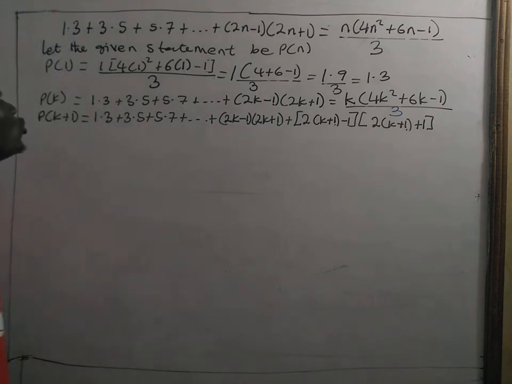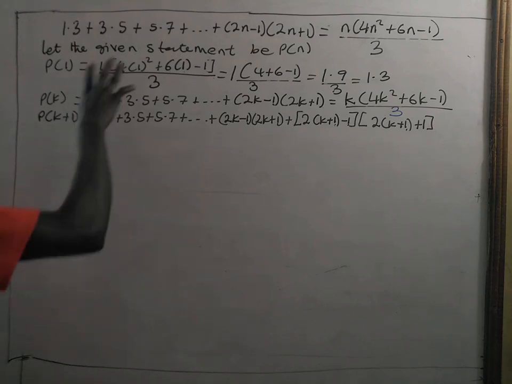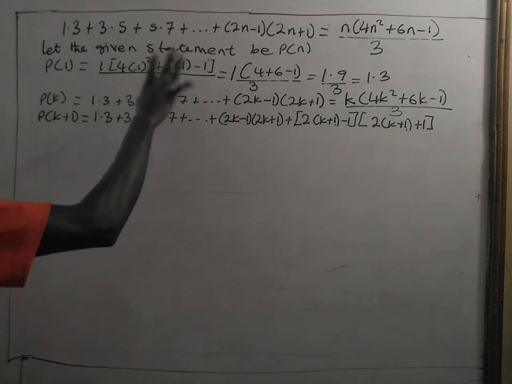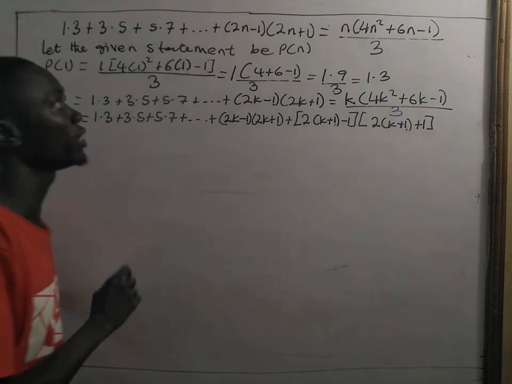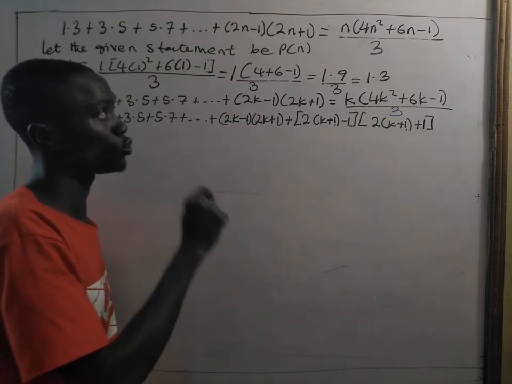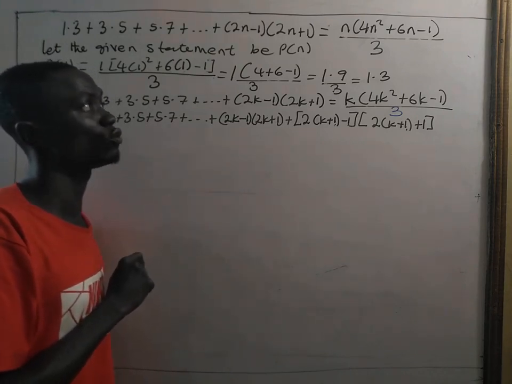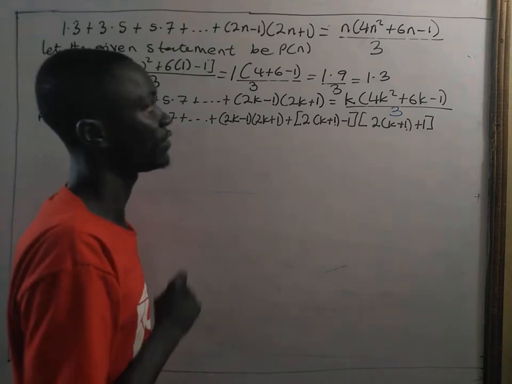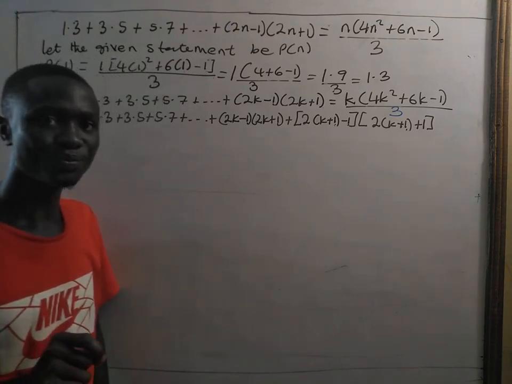We have to use the principle of mathematical induction and prove that 1 times 3 plus 3 times 5 plus 5 times 7 plus up to (2n minus 1) times (2n plus 1) is equal to n times (4n squared plus 6n minus 1), all divided by 3.